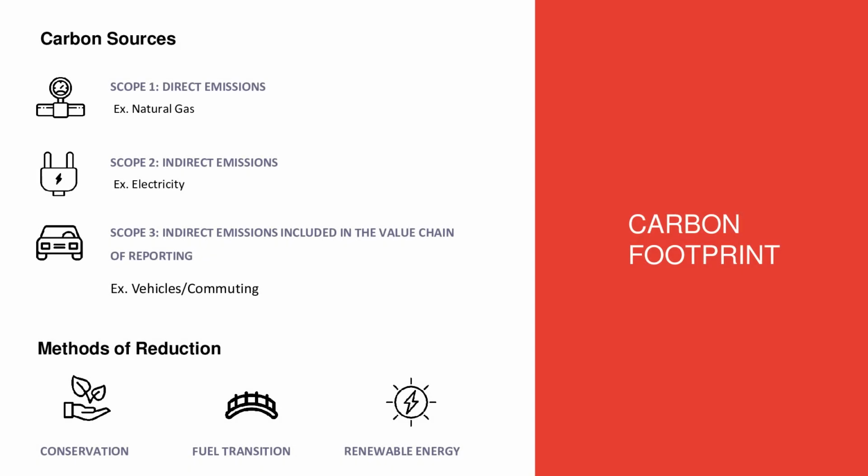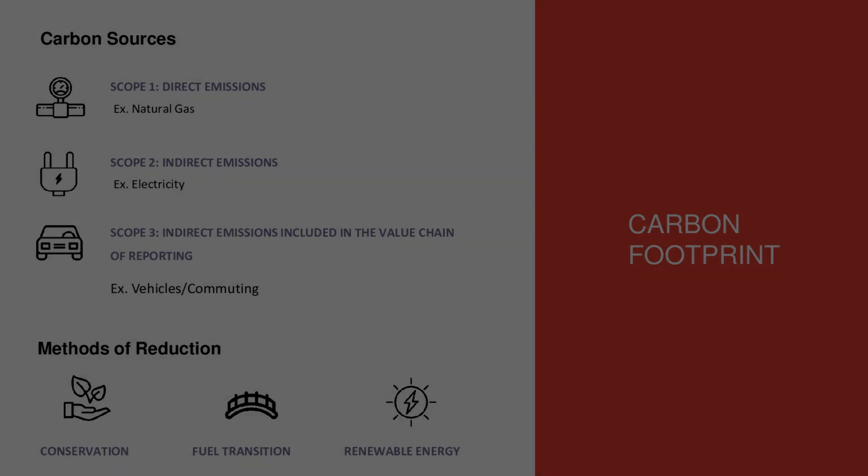The final item here is scope 3. Scope 3 is kind of the catch-all. Things like driving a vehicle. So the emissions associated with you driving a vehicle would be part of scope 3. Also could include supply chain, buying products, materials, and all of the upstream emissions associated with that.